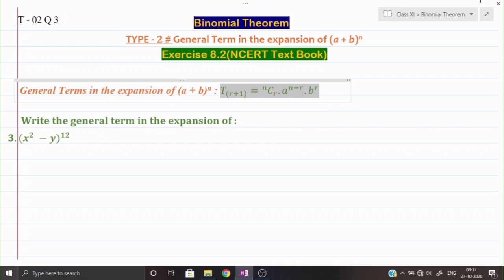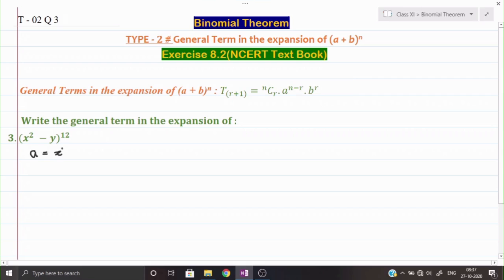So first here we shall mention what the values of A, B, N are. R is not required since we are writing the general term, so we are writing it in the form of R only. So A will be equal to, here we can say, x square, then B will be equal to minus y. Remember, here the sign is important, because we are always considering the expansion as A plus B whole power N. So if the second term comes with a negative sign, we have to mention it along with the sign. And the value of N will be equal to the one available here.